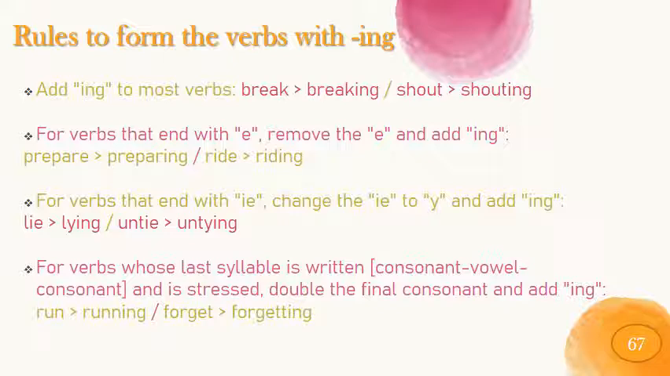What about the verbs whose last syllable is written consonant, vowel, consonant, and it's stressed? Okay, when I have at the end of the verb a syllable which is made of consonant, vowel, consonant, and I'm stressing on it, then I have to double the last consonant and add ing. Example, run. You see, I'm stressing on it. It's only of one syllable with the consonant, vowel, consonant, so I should double the n and add ing. Another example, forget. Get is the last syllable, and it's made of consonant, vowel, consonant, and I'm stressing on it, so I have to double the T and add ing.